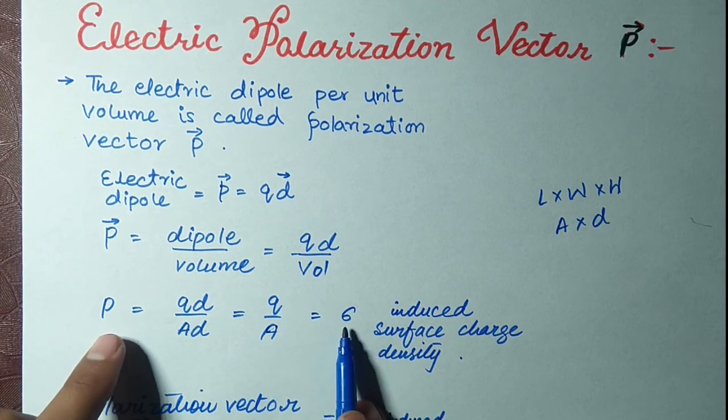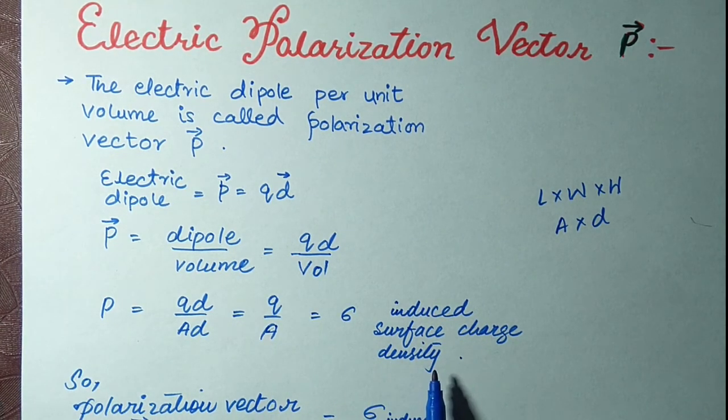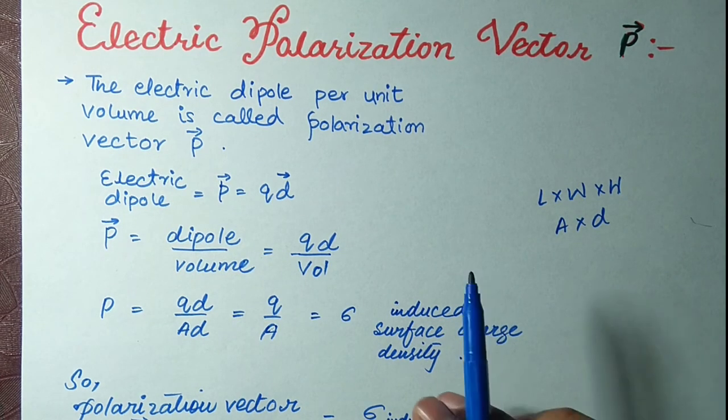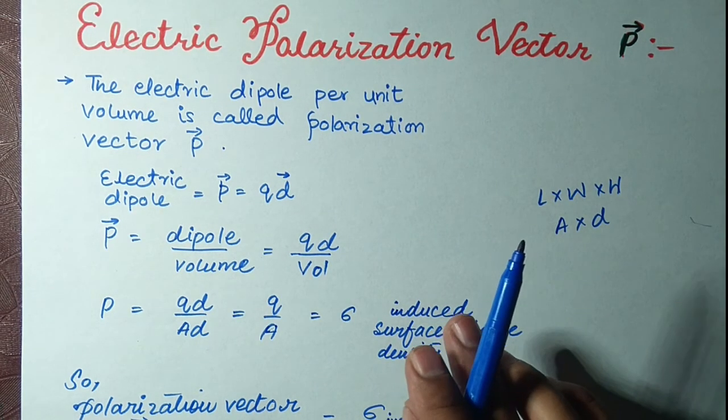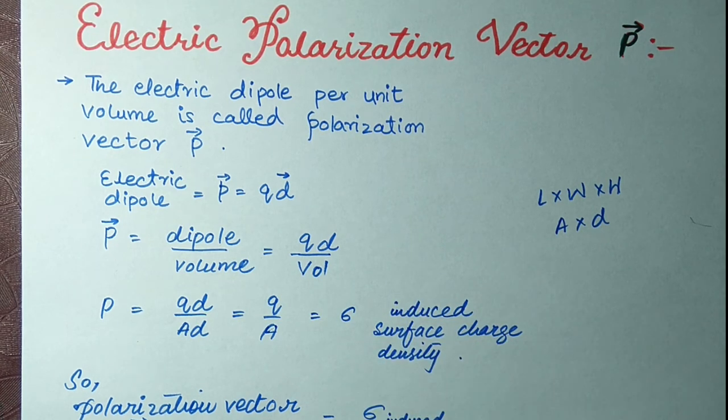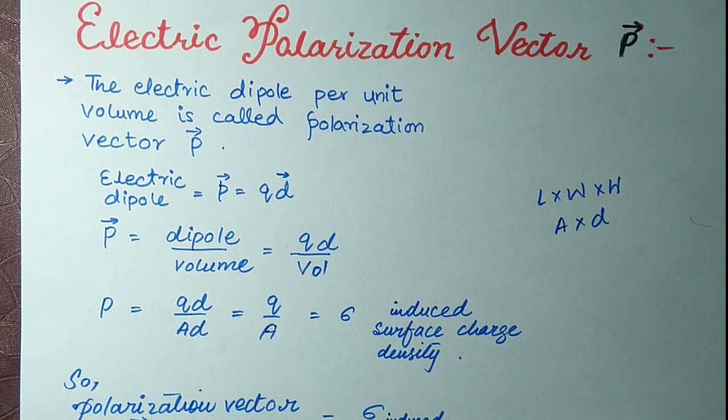This Q over A is the induced surface charge density. You have to keep this term in your mind because we are going to use it in our next lectures. So from this we can say that the polarization vector P is equal to sigma induced. This was our polarization vector. It was a small topic, not tricky, but we are going to use it in our next lectures, so keep this in mind. Thank you very much for your time, and assalamu alaikum.